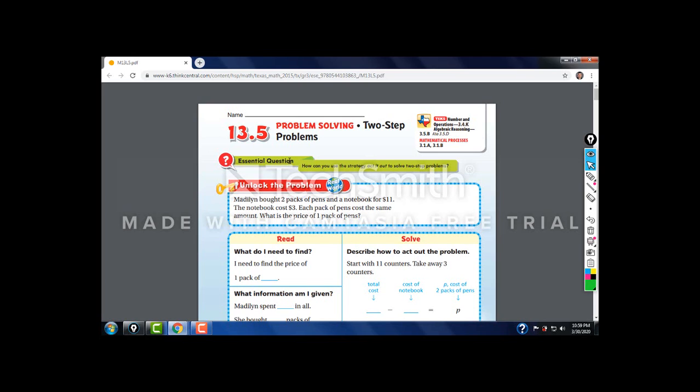Make sure that you follow along as I go and explain the first example, the unlock the problem, because this will be the guide that you're going to use to solve the rest of the questions. They're going to be similar to this, so if you understand the process, you're going to be good to go.